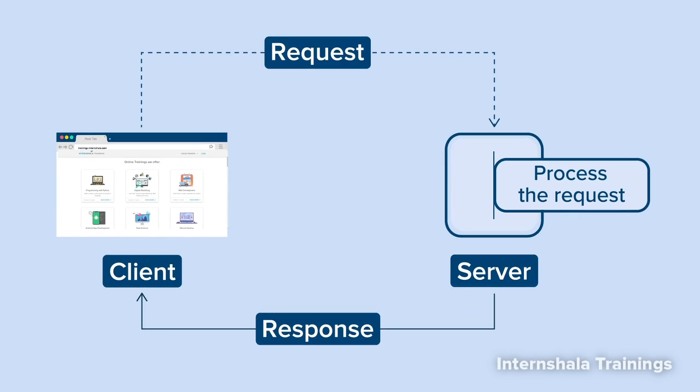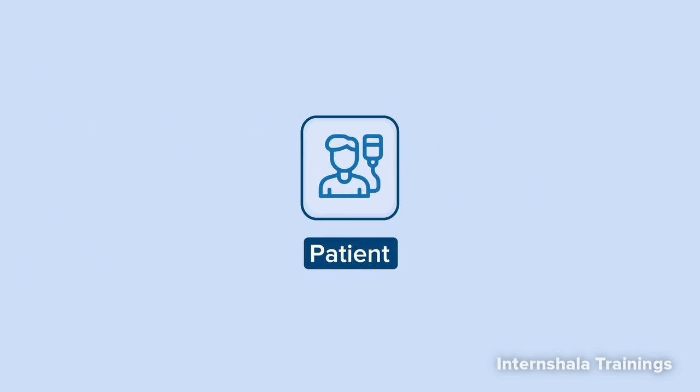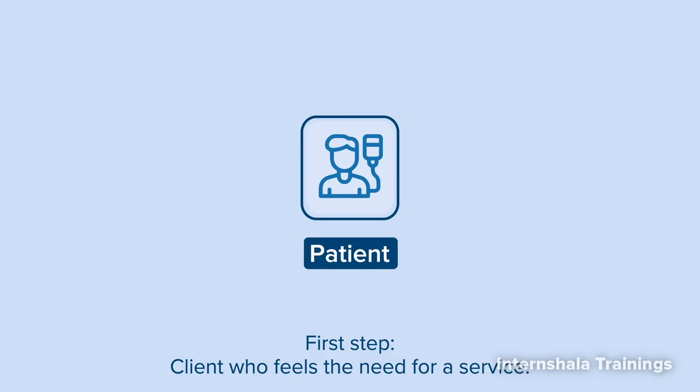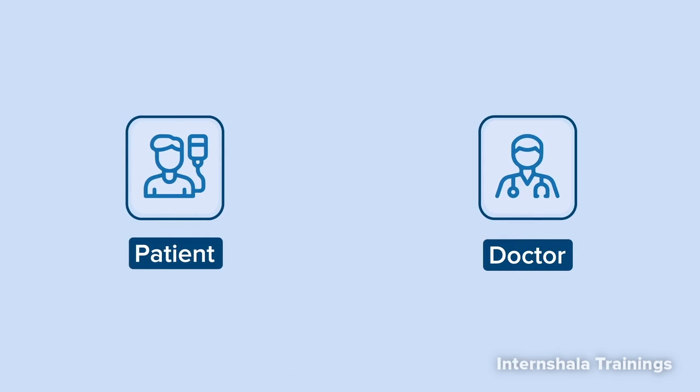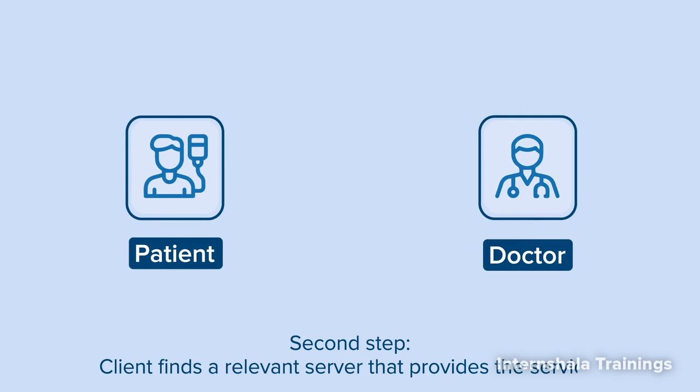If the above steps sound too complicated, let me simplify this with the help of a doctor-patient example, which we discussed earlier in this video. Suppose you are a client who is not feeling well and you need to consult a doctor. This would be our first step where the client feels the need of a service. Next, you will find a nearby doctor who you think can help you with your illness. If you remember, this step is exactly the same as the second step which we discussed earlier, that is, the client finds a relevant server who can provide the service it needs.